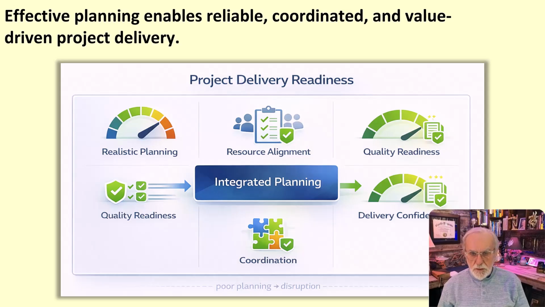Another key takeaway is realism. Strong planning reflects actual constraints, capacity, and uncertainty. It avoids overly optimistic assumptions that can lead to delays and rework later on. Ultimately, effective planning supports reliable delivery. It creates the structure, clarity, and coordination needed for the project to perform consistently. Planning is not just preparation, it's what enables successful delivery.